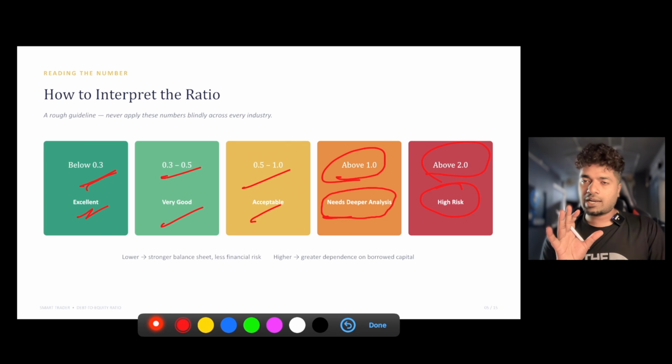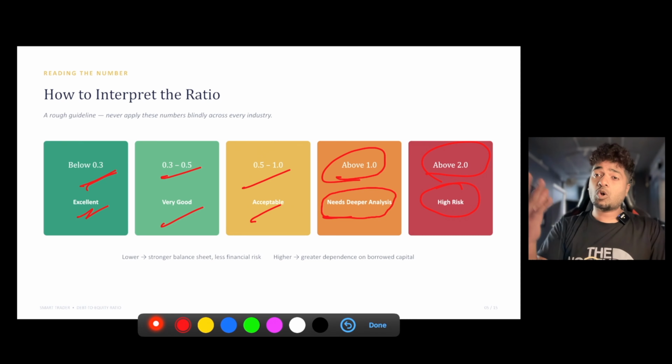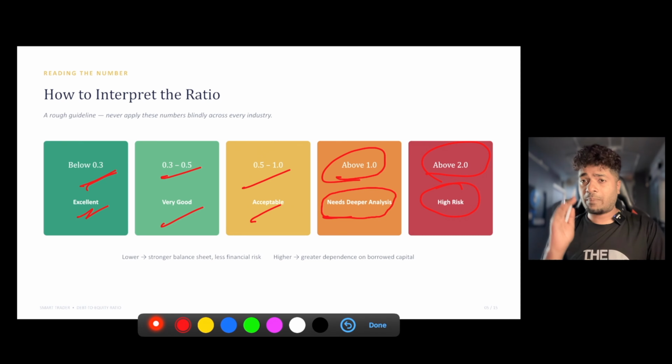So this is how you can differentiate which is good, which is not good, and which needs analysis, because debt is not a bad thing. People take debt to make some more profit or expand, right? So you cannot say it's a bad thing, but there are other parameters also which we will check.